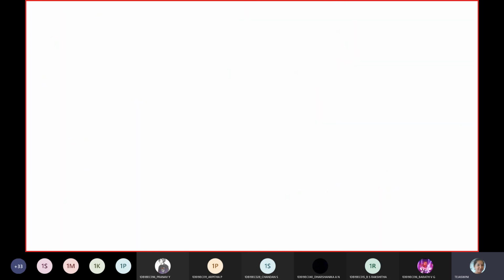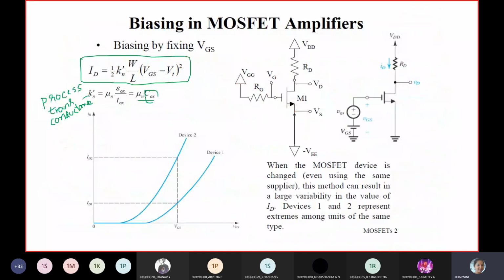So now, just to convey this, I'll move back to this. The COX is the oxide capacitance. How can you find out the oxide capacitance? It is epsilon naught times permittivity of oxide layer divided by thickness.